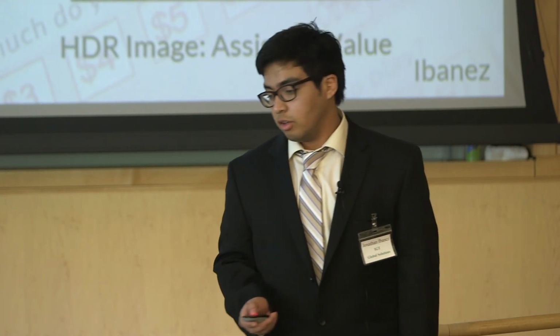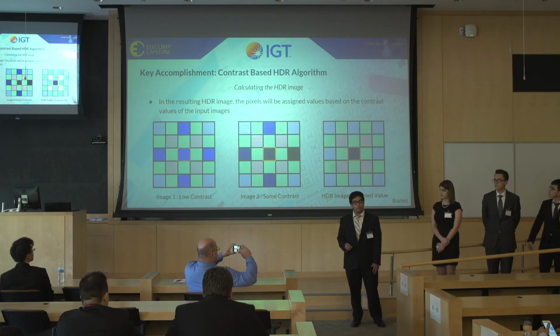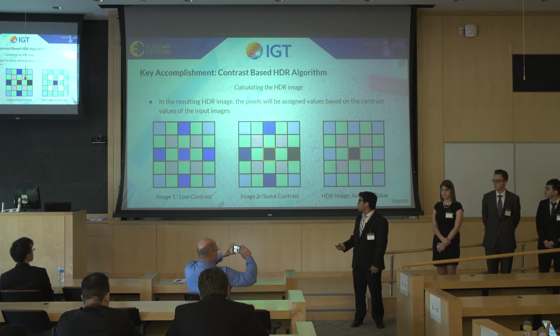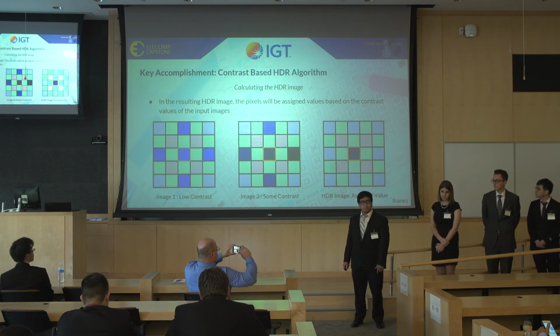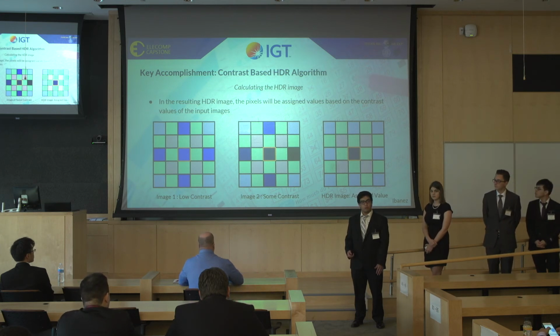So our algorithm takes in a number of input images, in this case 2, but we could take in more than 2, and outputs a high dynamic range image. It does so by computing the contrast values of each of the images at a particular point. It then assigns a value to the HDR image, which is a combination of the input image values. However, it leans towards the values from images that have more contrast.